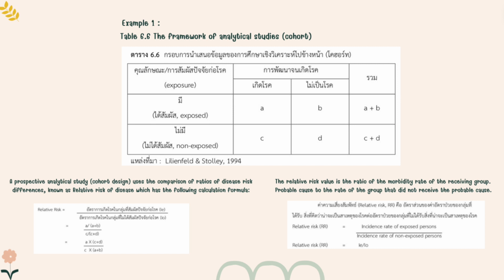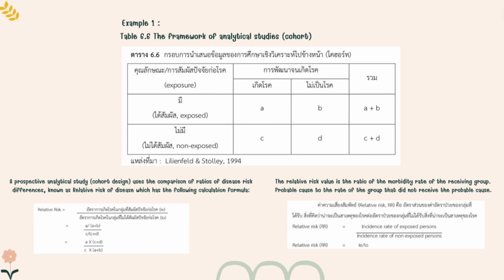IO, the group without exposure, is equal to C divided by C plus D, respectively. Therefore, if there is a true relationship between the exposure and the disease, it should be found clearly, as shown in the picture. The cohort study uses a comparison of the ratio of the different risks of disease, also known as the relative risk of the disease, which has the following calculation.